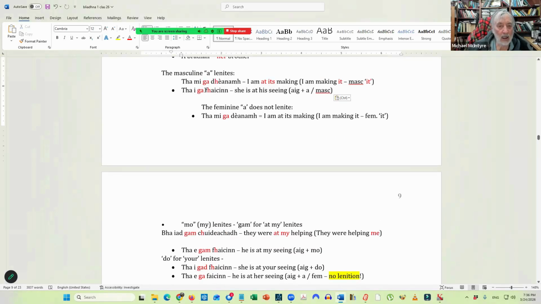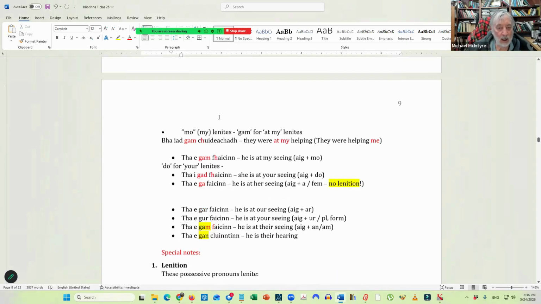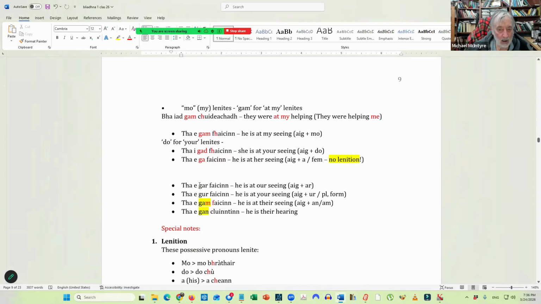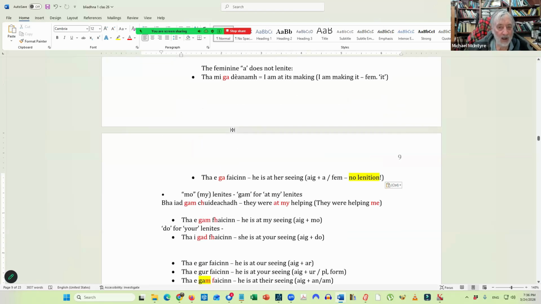Yeah, okay. Haiga fechen, she is at his seeing. So there we have a little lenition. Where does this go? Okay. This goes, okay, haiga fechen. Hamiga jenef, I'm at its making. Haiga fechen, he is at her seeing. You say no lenition. Okay?